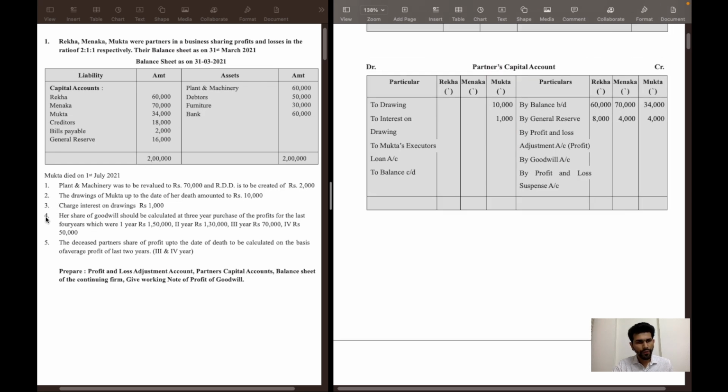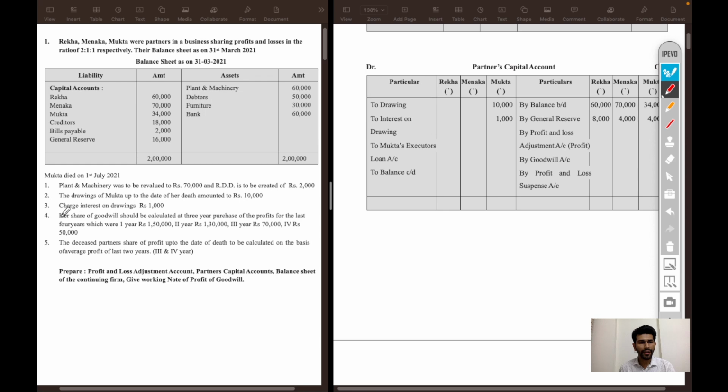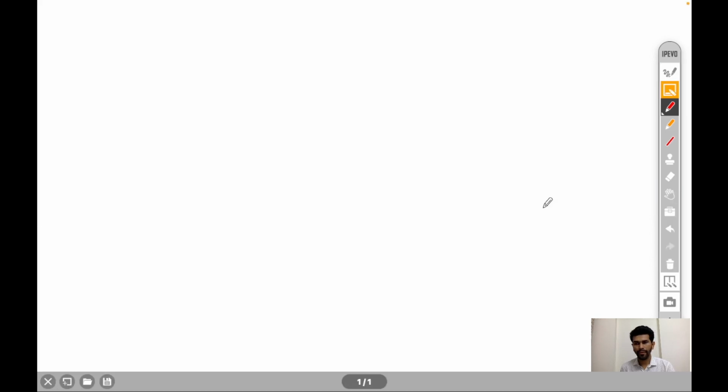Next, fourth adjustment, her share of goodwill should be calculated at 3 years purchased of the profit for the last 4 years. So now we have to calculate goodwill. Let's calculate the amount of goodwill. Working note number 1, calculation of goodwill. 4 years profit is given. First year, second year, third year and fourth year.